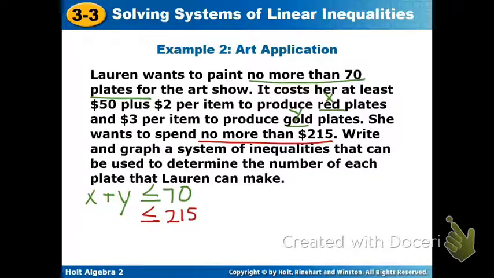What is Lauren going to spend? It costs her 2x plus 3y. So it costs her $2 for red plates and $3 for her gold plates. Anything else? Is she spending any money on something else? It costs her at least $50. So along with your 2x plus 3y, she's also spending $50. So we have to put that in there.